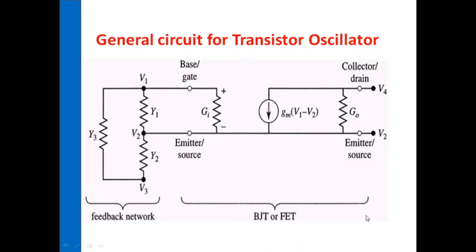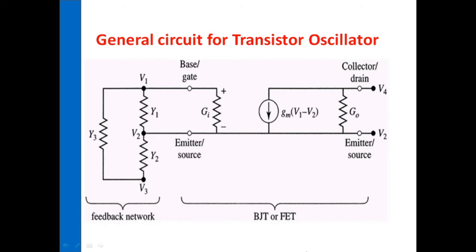Now for producing that kind of frequency waveform, the general circuit for a transistor oscillator looks like this. The equivalent circuit consists of a feedback network block. The feedback network elements Y1, Y2, Y3 act as admittance values. Gi and G0 represent input and output conductance values. Gm represents the transconductance value, and V1, V2, V3 and V4 are the node points, representing the voltage at each particular point.